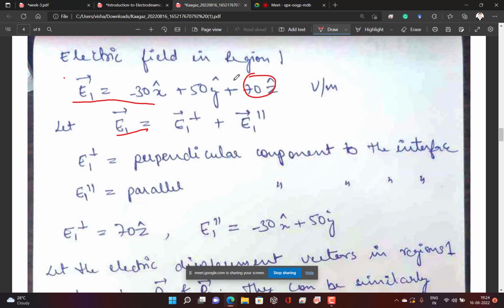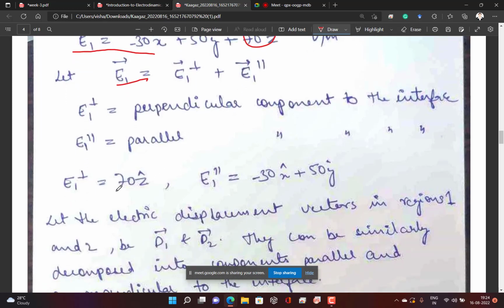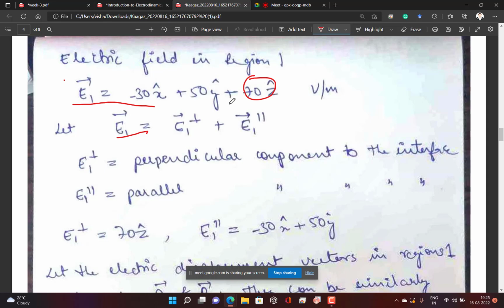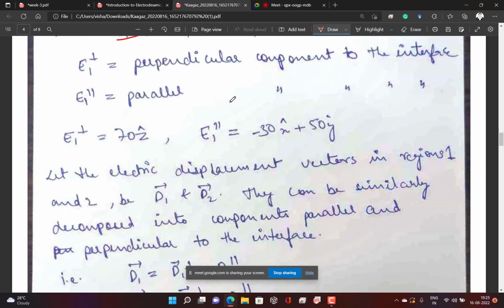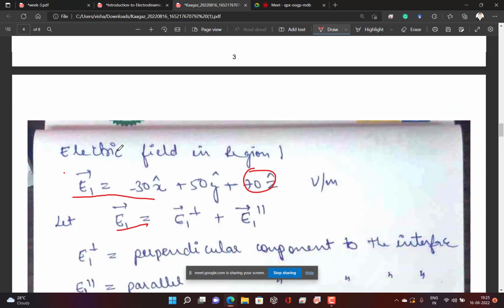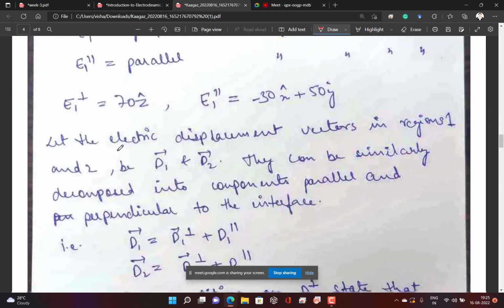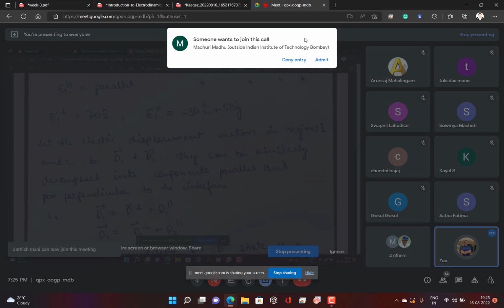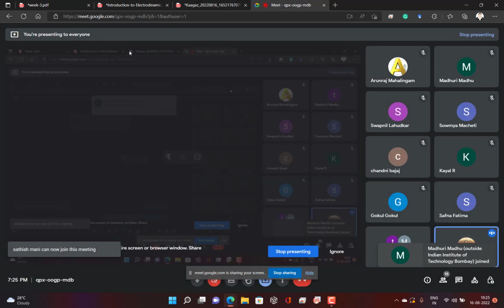This one, so this one is 70 Z vector. And E1 parallel will be how much? Minus 30x plus 50y. Okay. Now, let the dielectric displacement vector, similarly, like we have decided E1 vector and E2 vector for region 1 and region 2, similarly, we are defining two vectors for electric displacement vector.